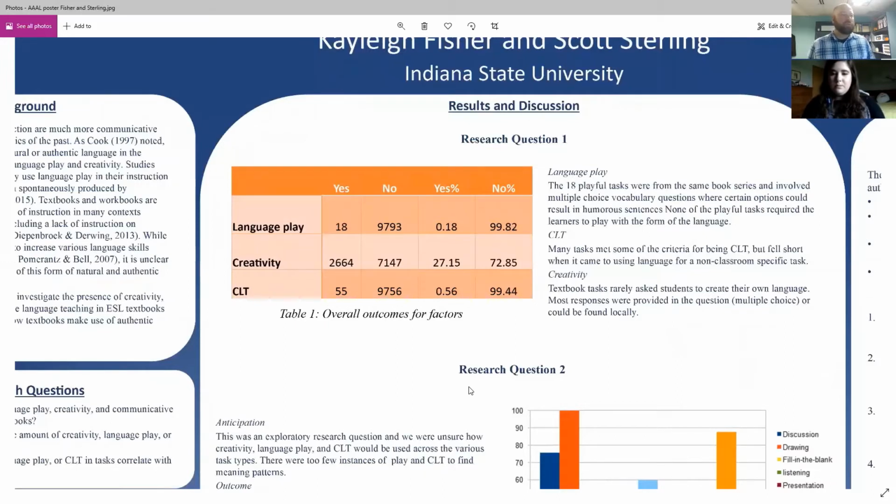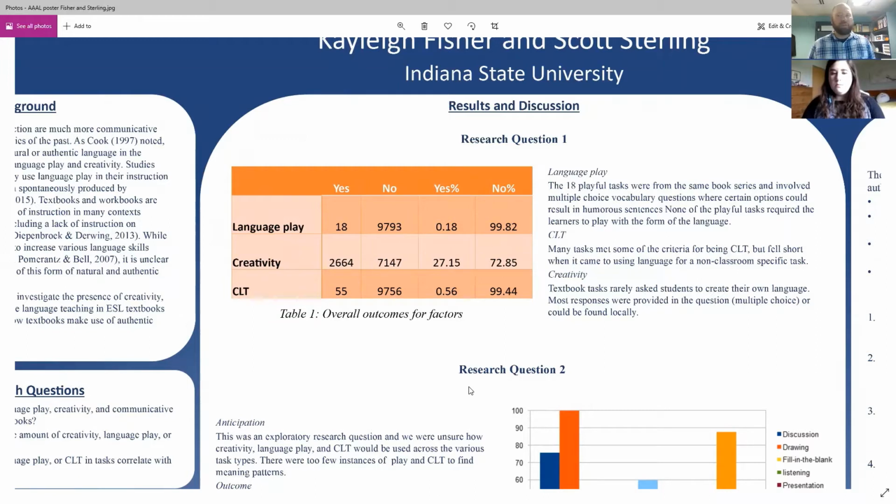You can see here the breakdown of the inclusion of each task. Out of about 9,793, or let's just say about 10,000 tasks, you can see that only about 18 of them contained anything that was language play related, right? So there's a very limited amount of humor, very limited amount of playfulness in the data sets. Somewhat surprisingly for both of us was also the limited amount of CLT in each textbook.